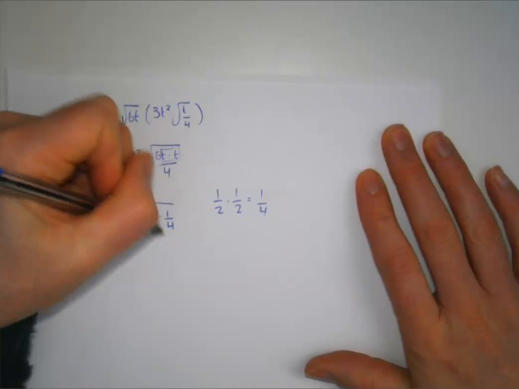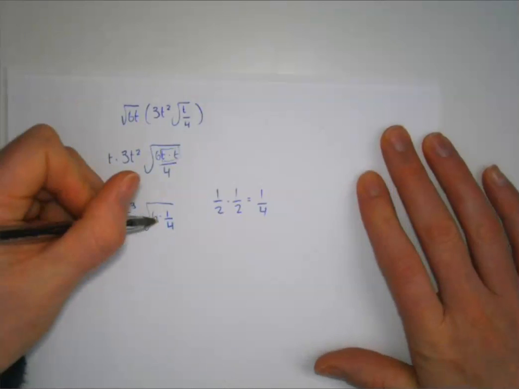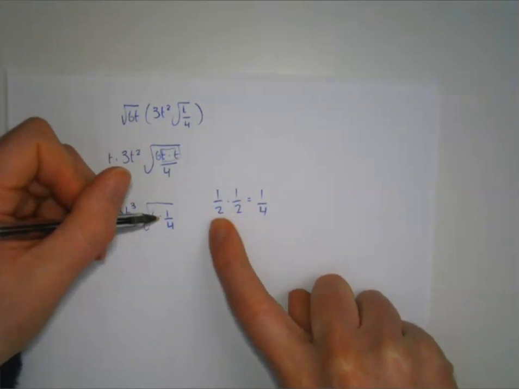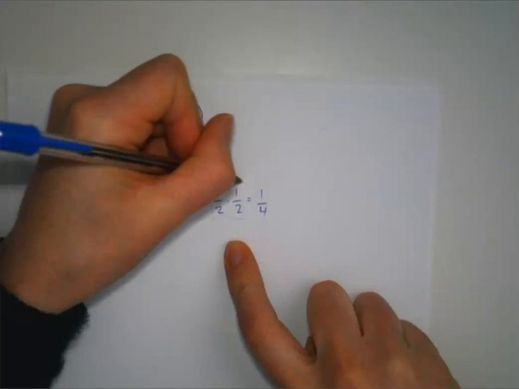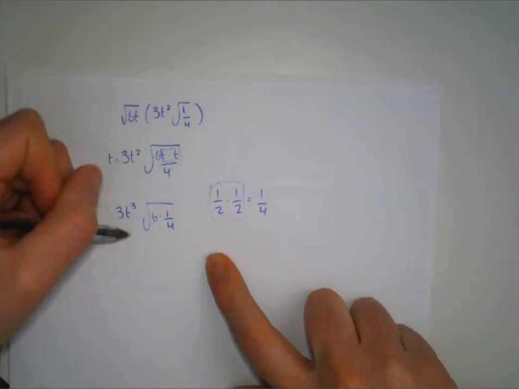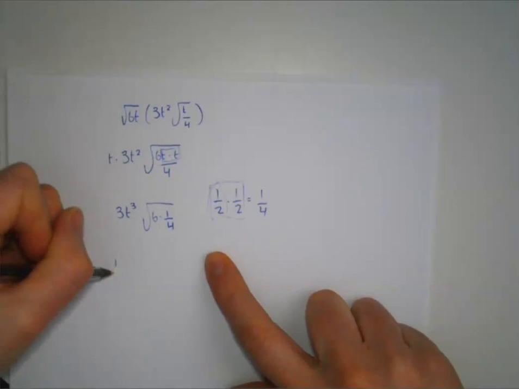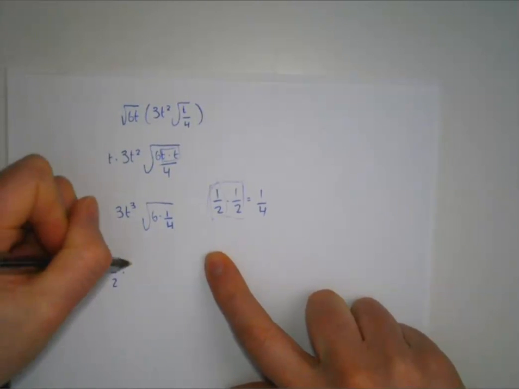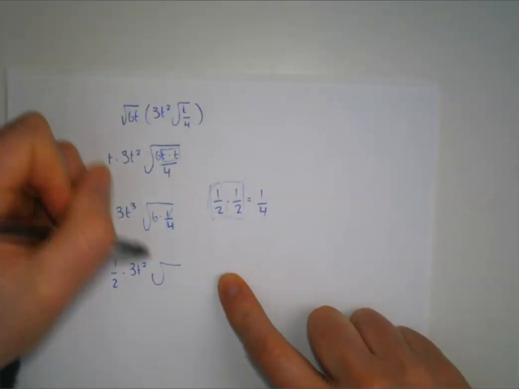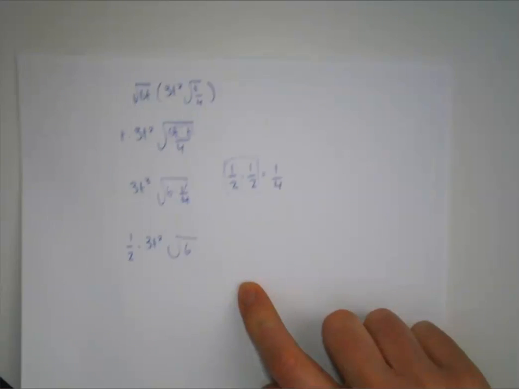So the square root of a quarter is a half, and so instead of a quarter, we could think of it as being a half times a half. So we know that when we have something that's squared, we move it outside and we only use one of those. So now we're going to have 1/2 times 3t squared. And then we've eliminated that, so we just have a 6 underneath the radical.